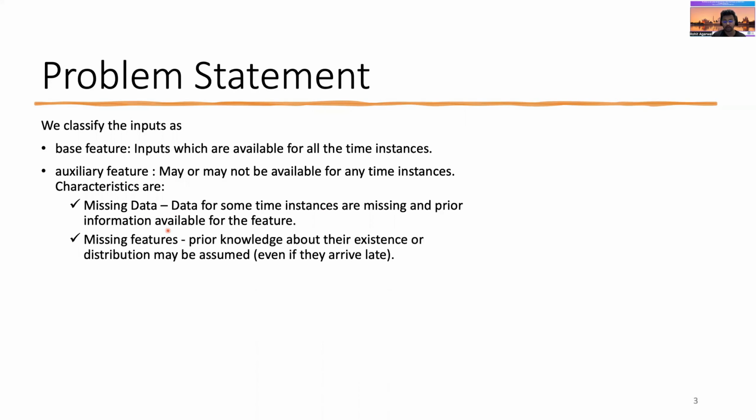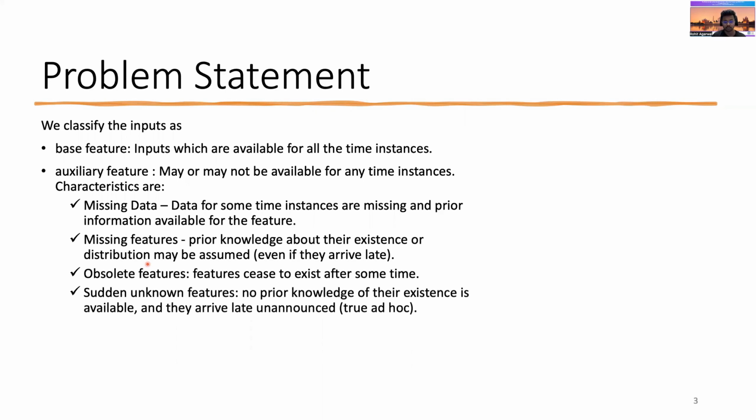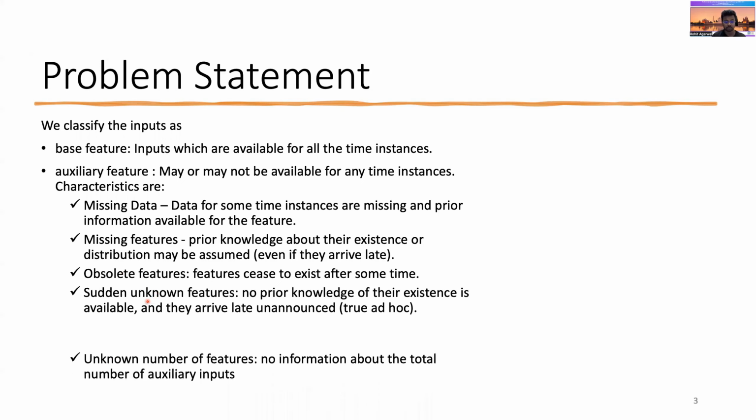Missing feature: prior knowledge about their existence or distribution may be assumed. If we know in the touch and run case that 1 and 2 are going to touch each other, we can assume the distribution of mitochondria 3. Obsolete features: features cease to exist after some time. In the fission case, features 1 and 2 become obsolete from time step 2. Sudden unknown features: no prior knowledge of their existence is available and they arrive late, unannounced. In the fission case, mitochondria 2 and 3 arrive suddenly at time step t equals 2.